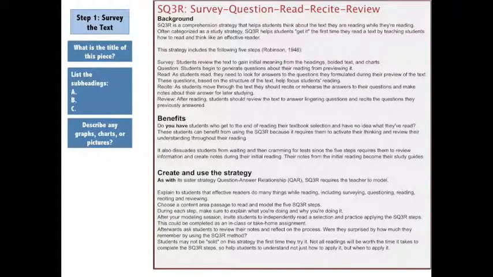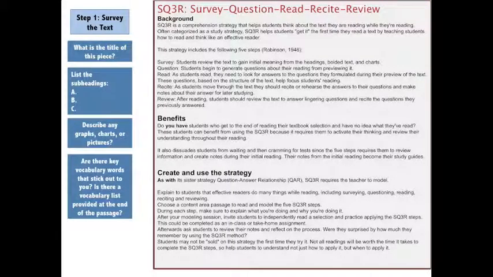And then we're going to describe any graphs, charts, or pictures. I always tell my students to look at these things because when I'm a writer trying to write something that's really hard to describe, sometimes I find it's easier to use a graph or a chart or a picture. This is also what other writers do. So those are things we can't just eliminate or avoid.